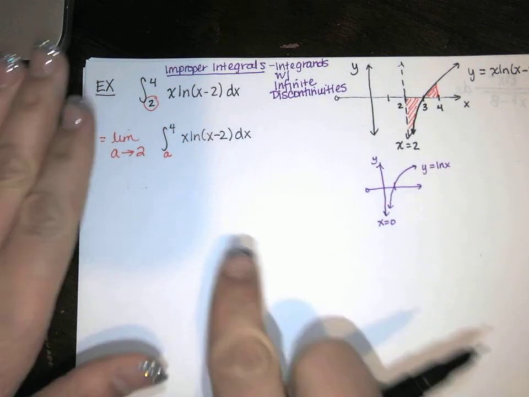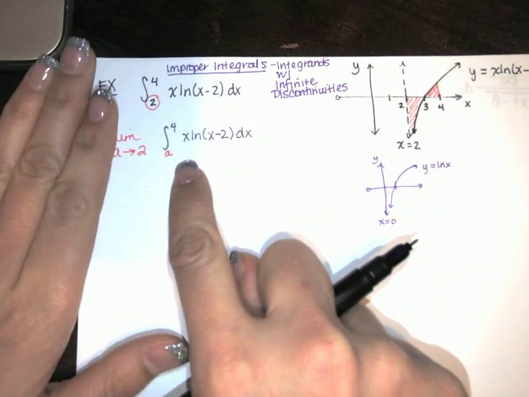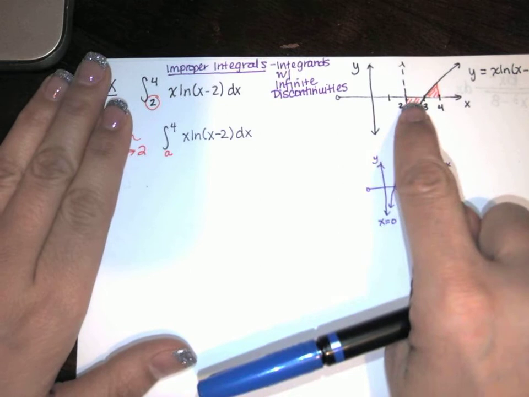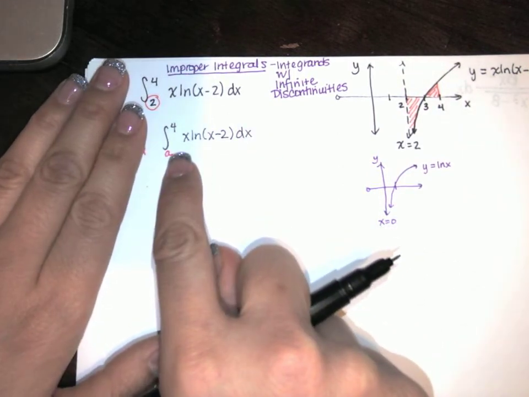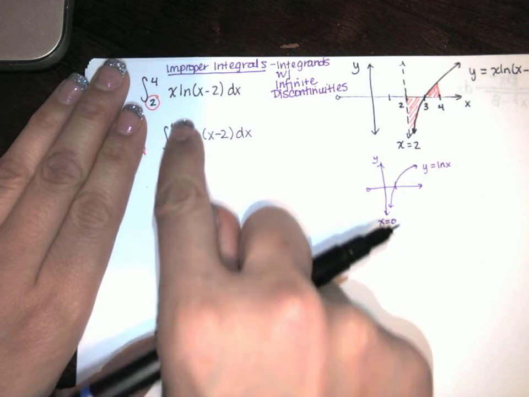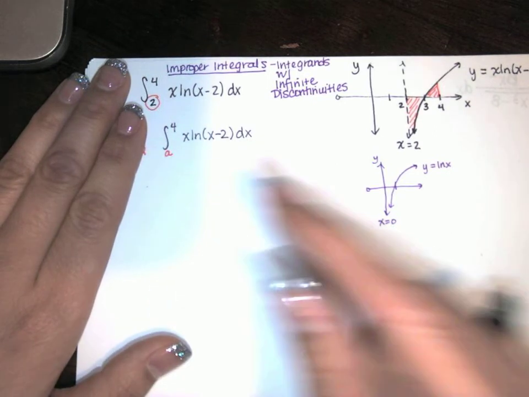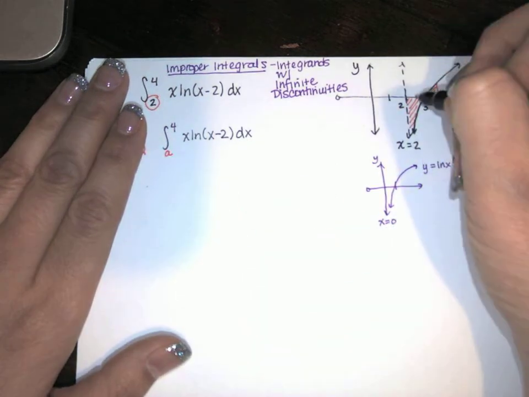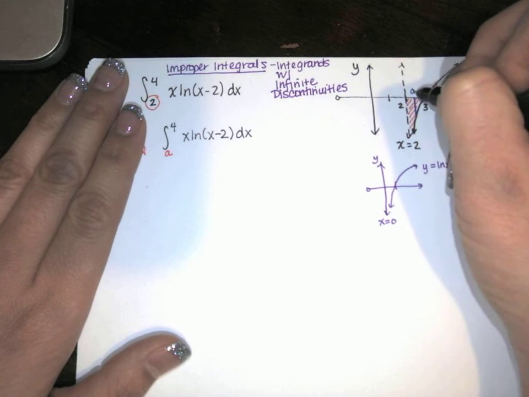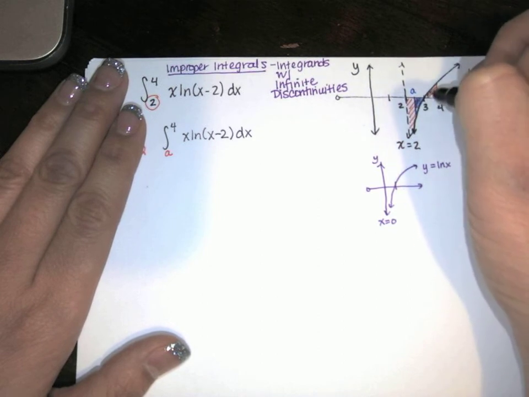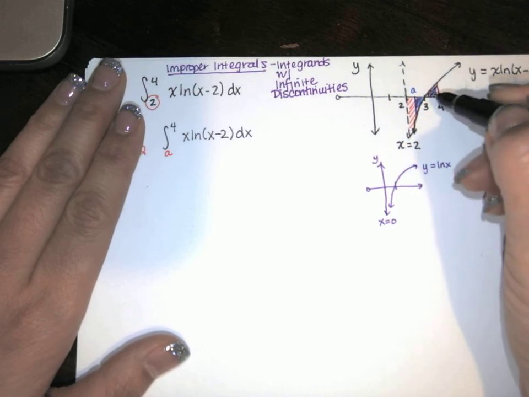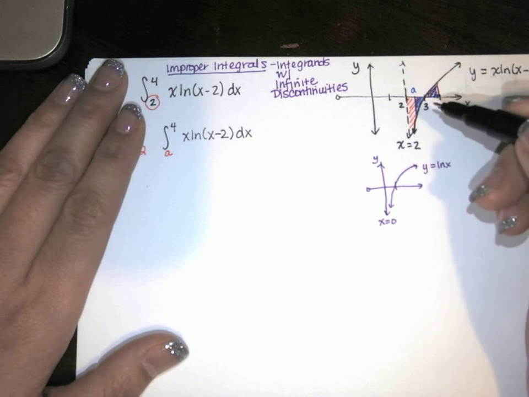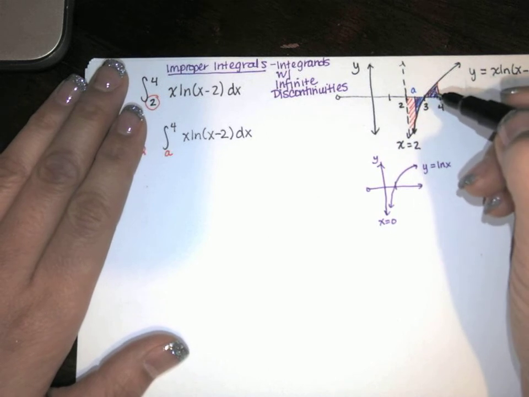And remember, this is well defined. If a is not 2, a is some number a little bit greater than 2, this is just a normal integral. I can apply the fundamental theorem of calculus to this. So what this is going to give me is a net area between the function and the x-axis. So let's say a is right here, between a and 4. And the fundamental theorem of calculus applies to that interval. We're going to get that area up there minus that area down there. And then the question becomes, what happens to that difference?